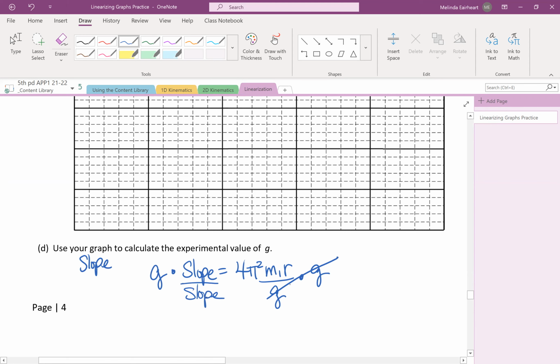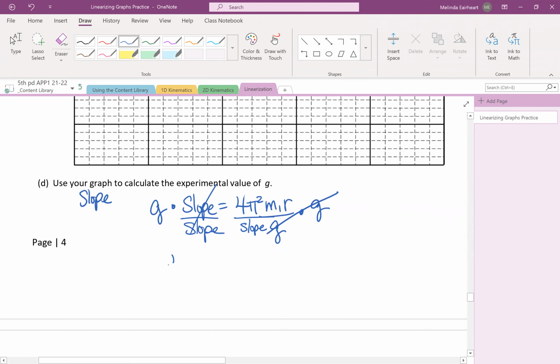And again, I am keeping the word slope just so we don't mix up M, M1, and M2. Those are 3 different M's. And so we get G is equal to 4 pi squared times M1R all over slope once we know it, right? Remember, they did give us M1 and R. Those numbers never changed. Okay, so let's go do our graph.